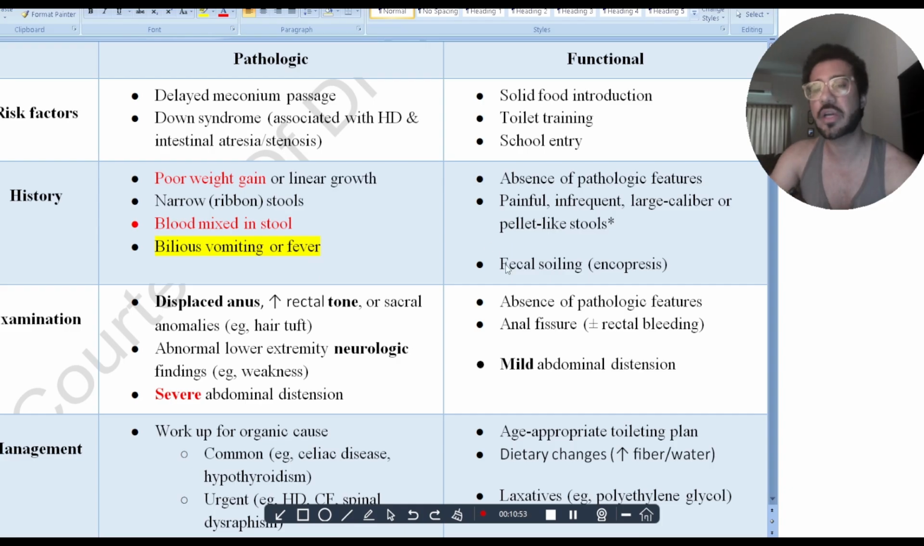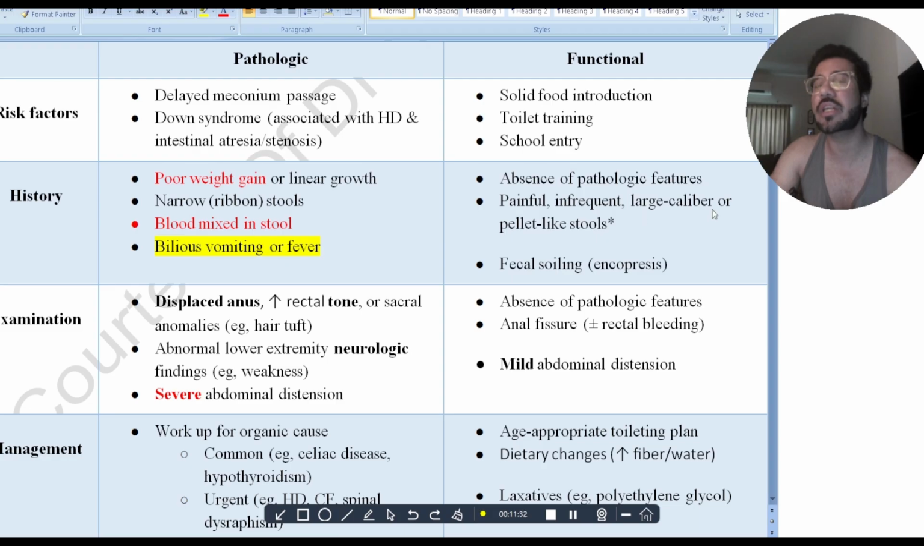And the other one is fecal soiling in encopresis. What is this? Stool withholding behavior results in obstruction of the rectal vault, and the proximal liquidy stool then passes and presents as fecal incontinence. This is when the parents complain that whenever they remove the child's clothes, they see liquid fecal stains on the clothes, so they consider it fecal incontinence. But on the flip side, it's basically fecal impaction resulting in fecal incontinence.